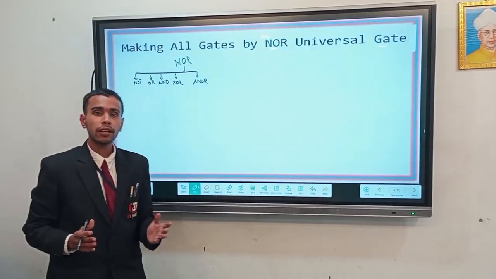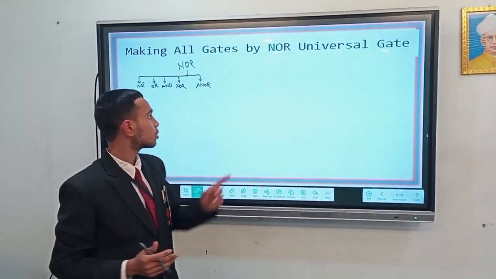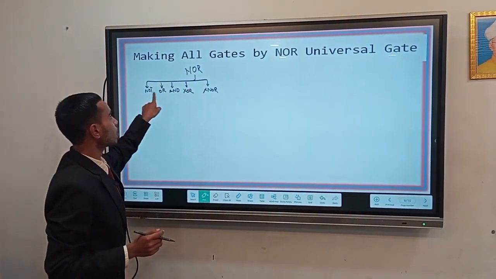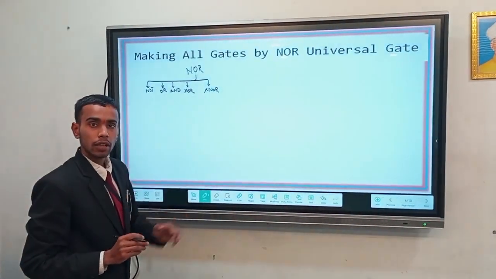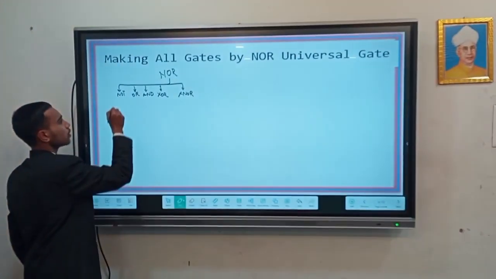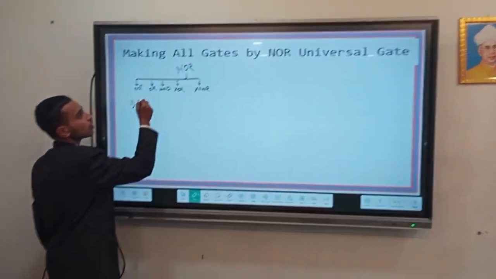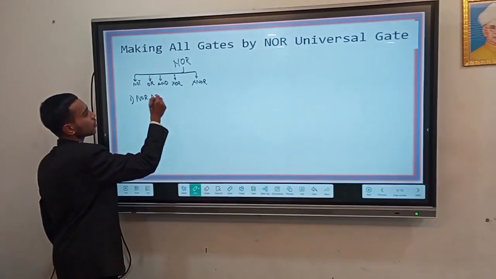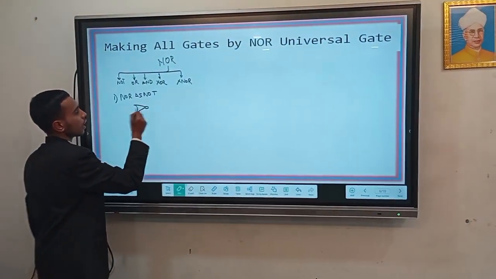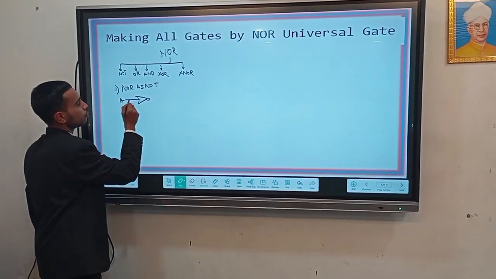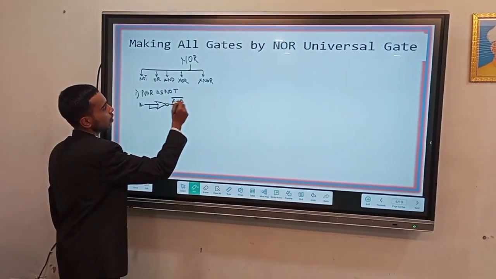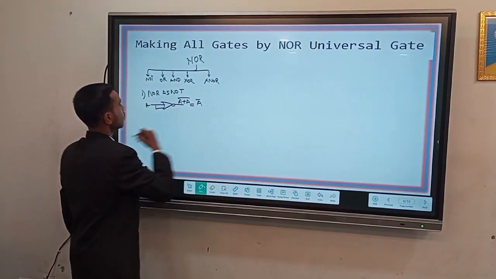Now we are going to make all the basic gates by the help of NOR universal gate. So we can make NOT, OR, AND, XOR, XNOR by the help of NOR universal gate. So let's begin. We will make the NOR as NOT. We will make a NOR gate, and then we are going to give A as input and another A as input. So it will be A plus A whole bar, that results to A bar.